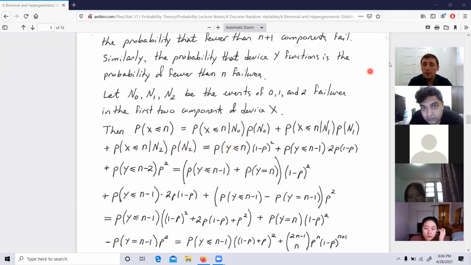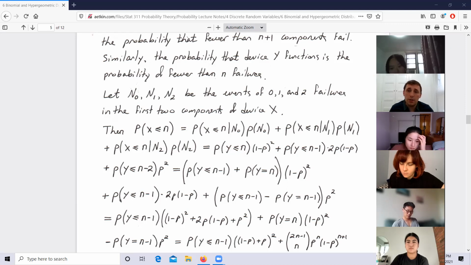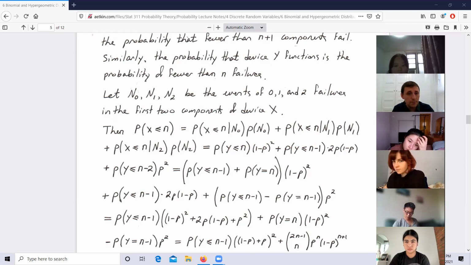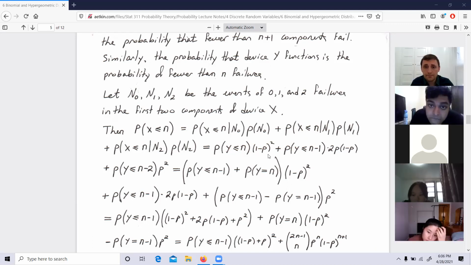Do you see that? It's the probability that the machine with 2 fewer engines is functioning, so the probability that Y is less than N times (1 minus p) squared, plus what is this? Here it's also a probability, because I removed 2, and once I remove 2 it reduces to the previous machine: the probability that Y is less than n minus 1. Y is just a binomial random variable with 2 fewer experiments, times 2p(1 minus p).